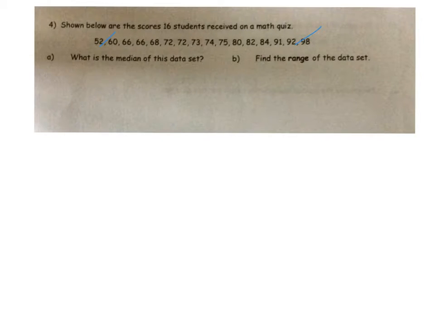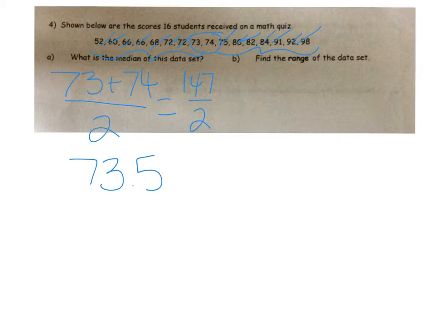If I go to the middle, I can either cross off like we did in the first example, or I can count that over here and over here. I split those both into 8. So here's the middle. So 73 plus 74, and then divide that by 2. If I add those, I get 147, and then if I divide by 2, I end up with 73.5 for my median.